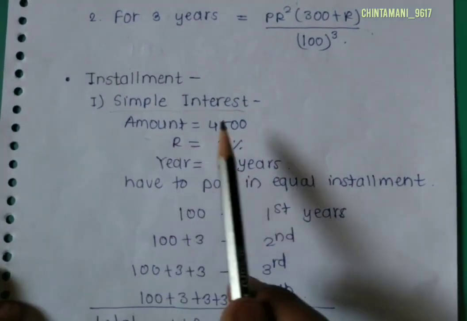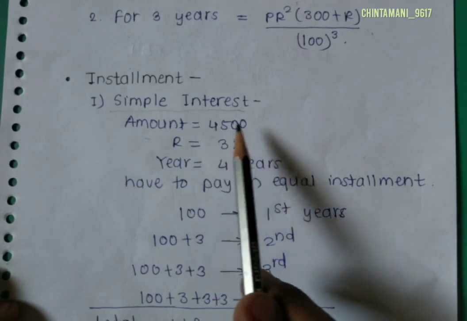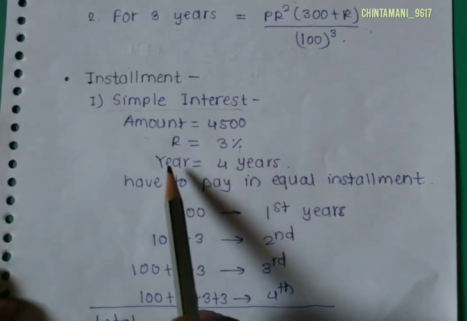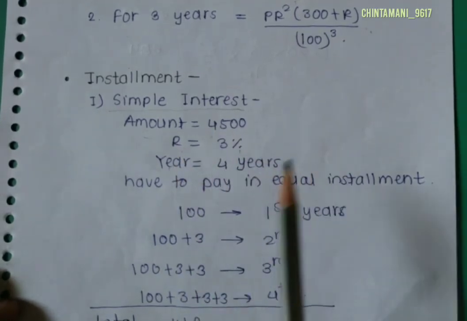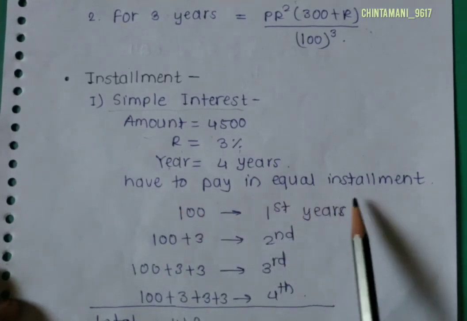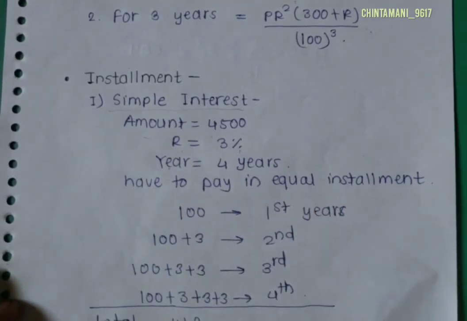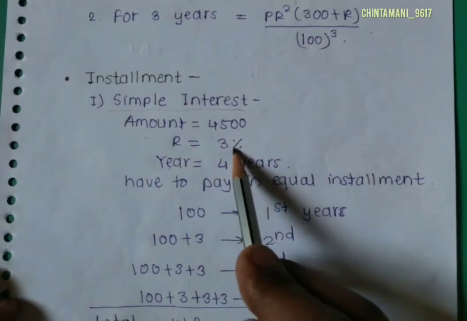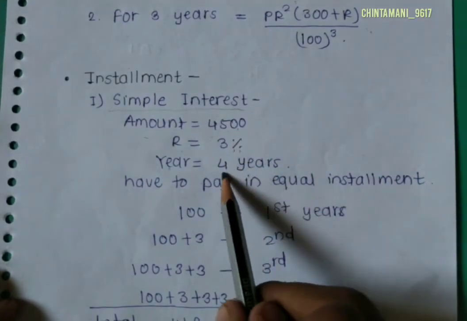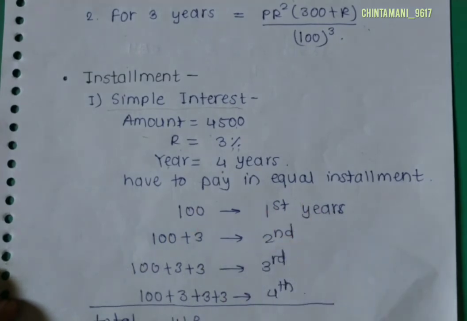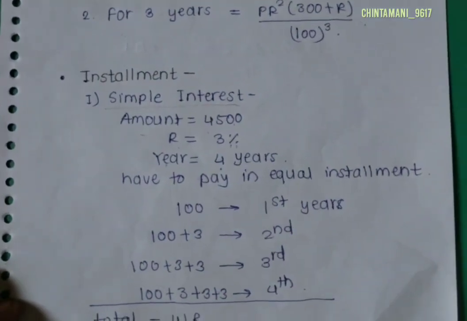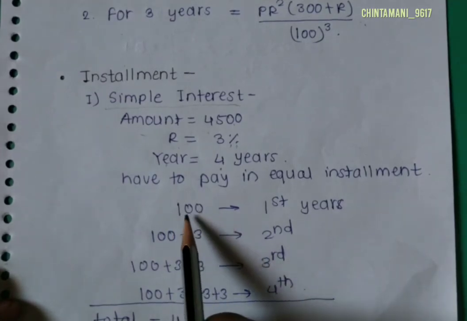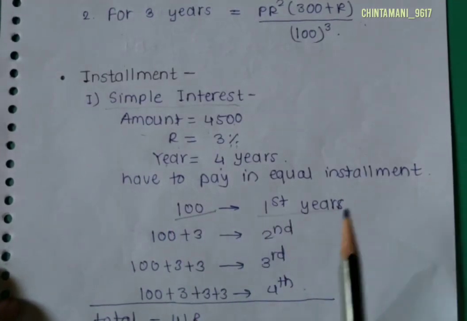So an amount is 4,500. The rate is 3%. The time period is 4 years, and you have to pay in equal installments. If I am taking an amount of 4,500, the rate is 3% and the time period is 4 years, and I am going to pay in equal installments in simple interest, then how to calculate the equal installment? Just let's take 100 rupees for the first year.